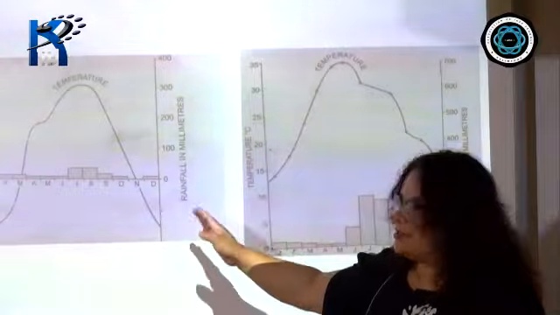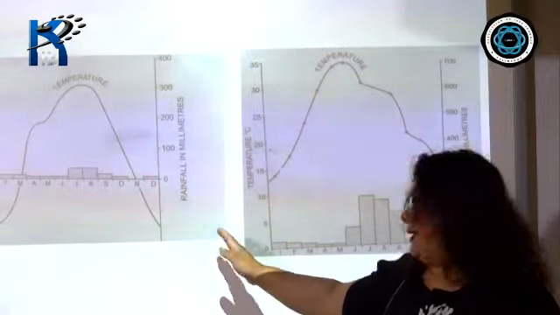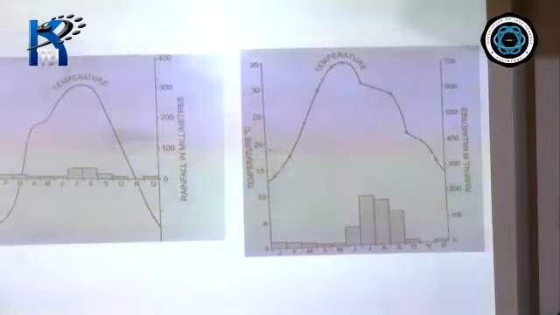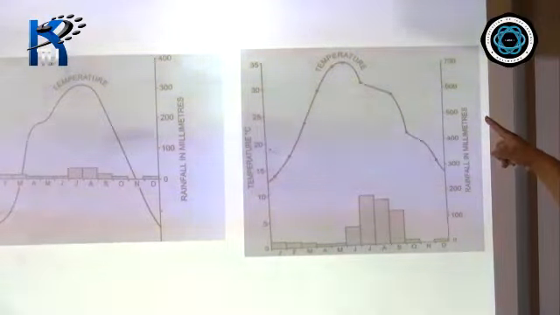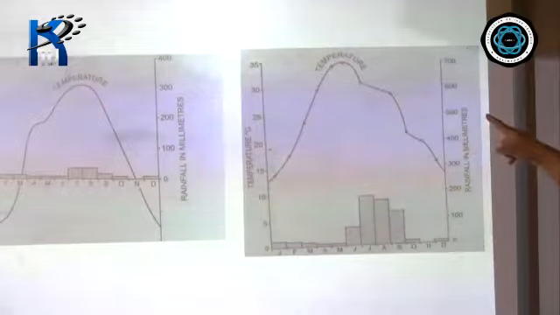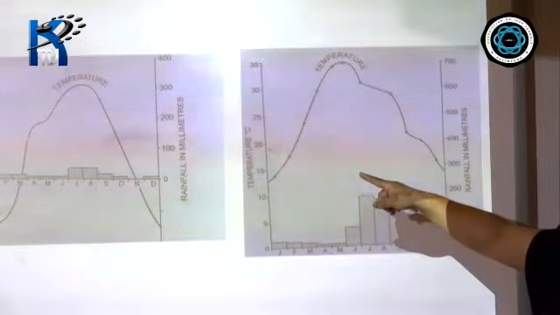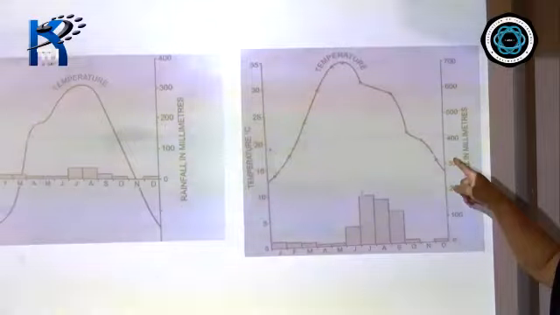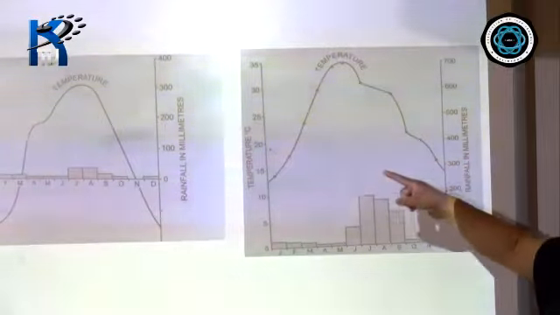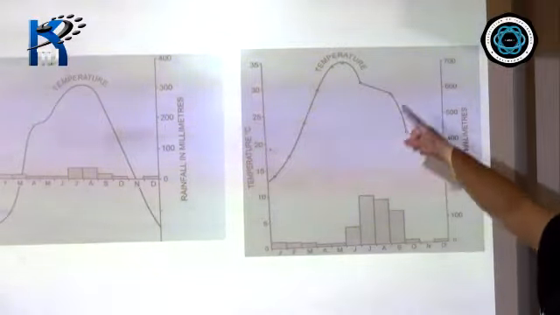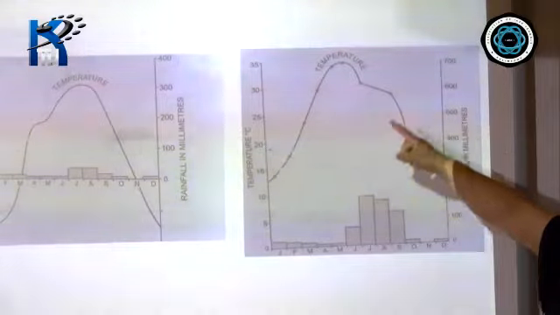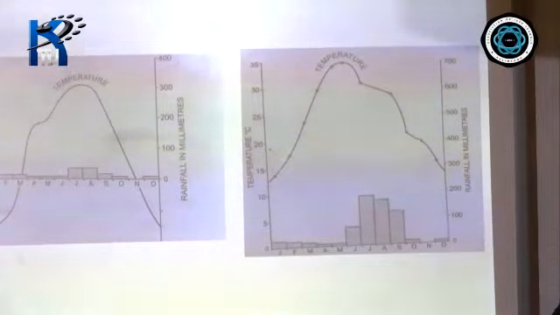So that means this is a graph of Leh. Now looking at the second graph out here, you just see the temperature line. Summer temperatures going above 35 degrees Celsius, understood? And winter temperatures also around 15, 18 degrees Celsius.